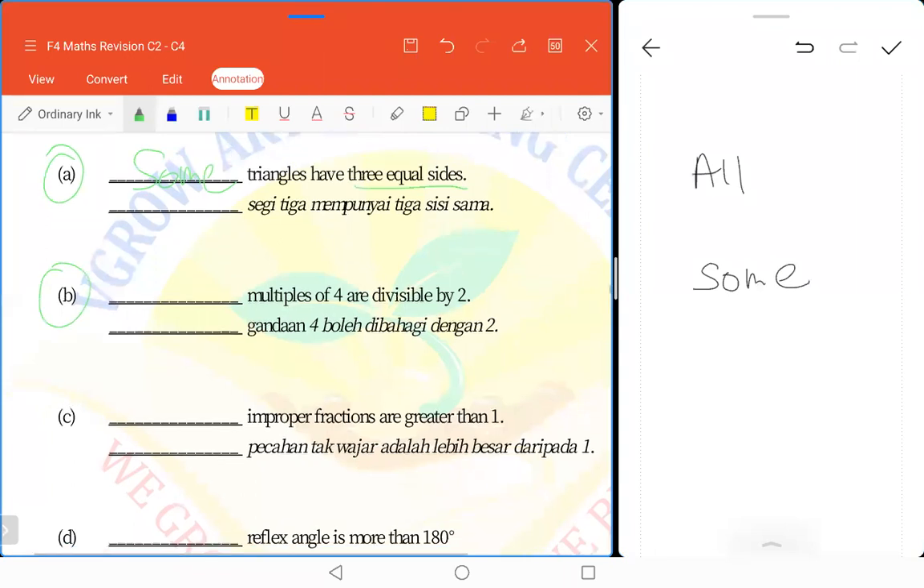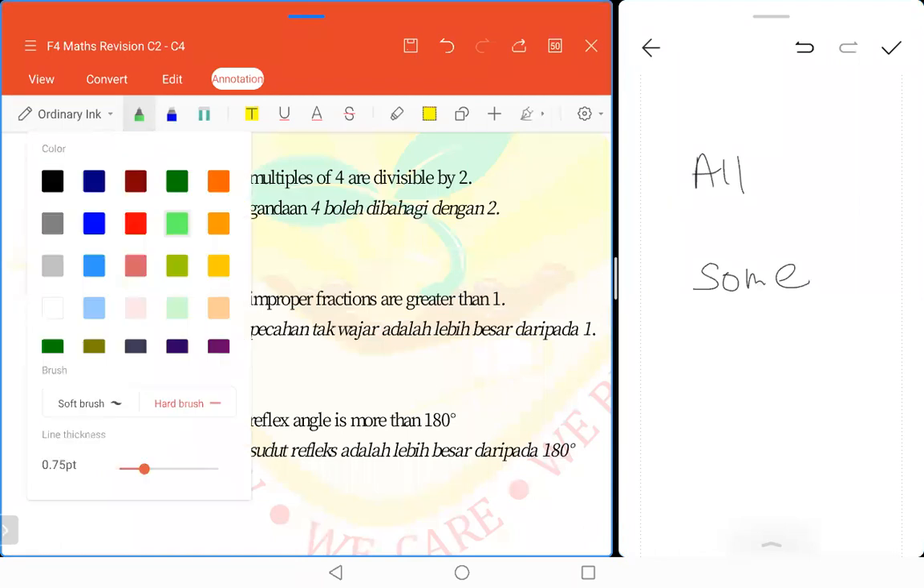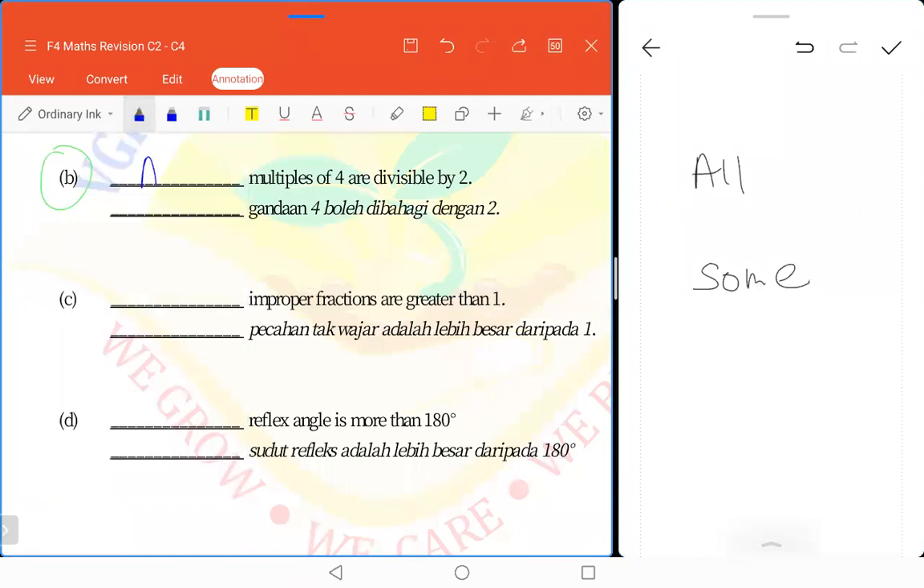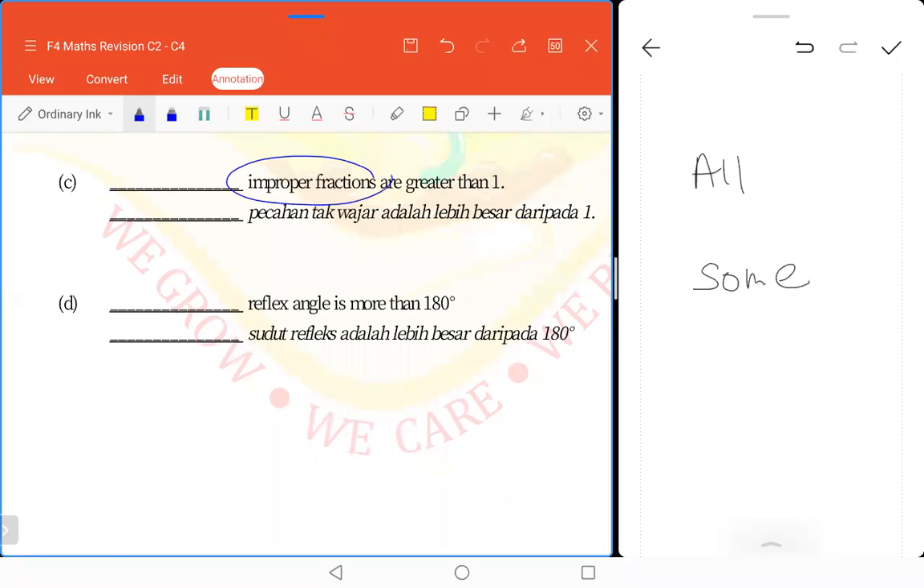B. Multiples of 4 are divisible by 2. Okay. All correct? Yep. All multiples of 4 surely can be divided by 2. Yep. Okay. C. Improper fractions are greater than 1.